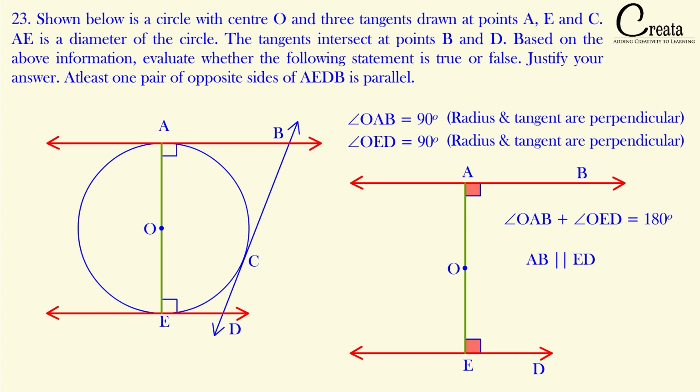Got it? We have done with this question. So the concept that we have used to solve this question is the concept of tangent and the radius. The tangent and radius are always perpendicular to each other. And once we got these two angles as 90 degrees, we have simply applied the concept of the transversal and we got the two opposite tangents as parallel to each other.